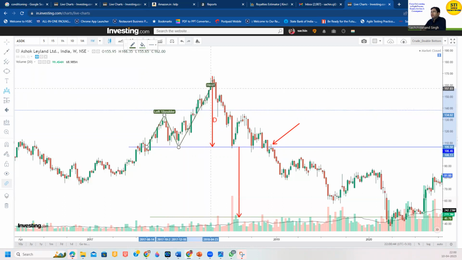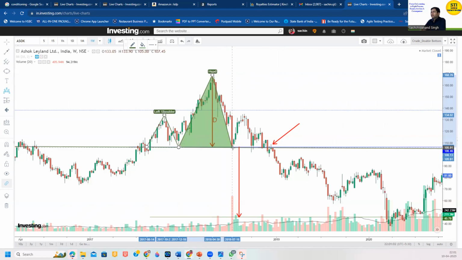The fourth click is going to be on top of the head, the highest point of the head and shoulder pattern. The fifth click is at the first point of the right shoulder. Then I need to cover the right shoulder also, so I click at the top of the right shoulder, wherever it is. Finally, I click the rightmost portion of the right shoulder.